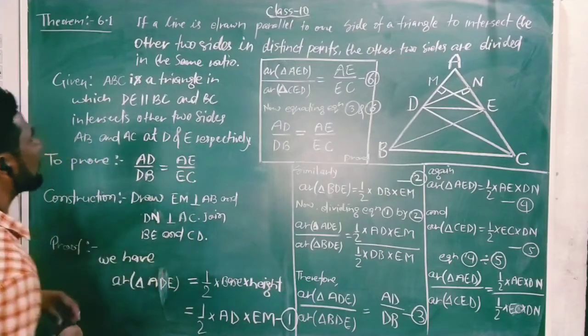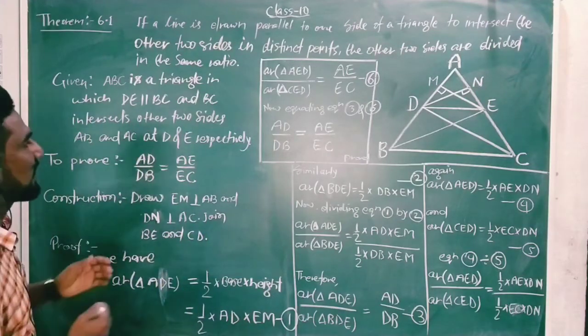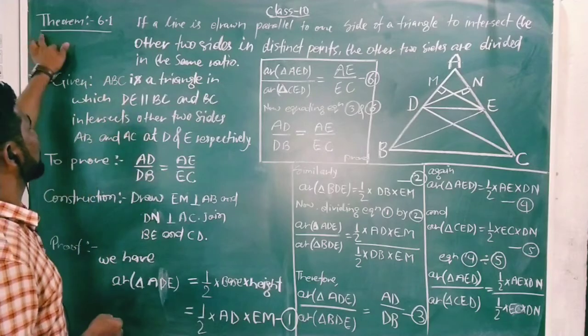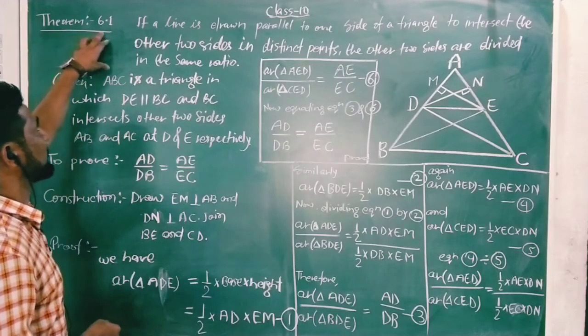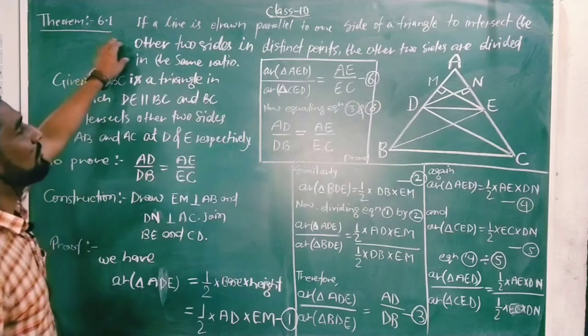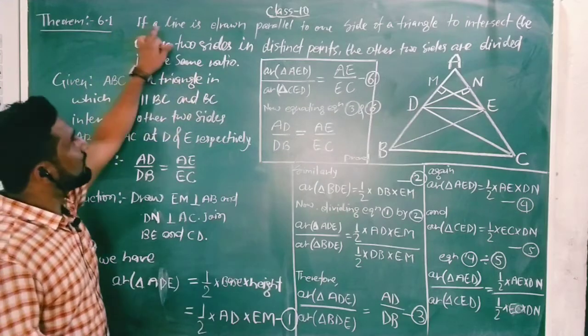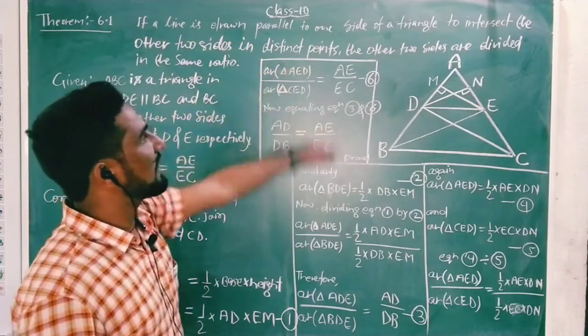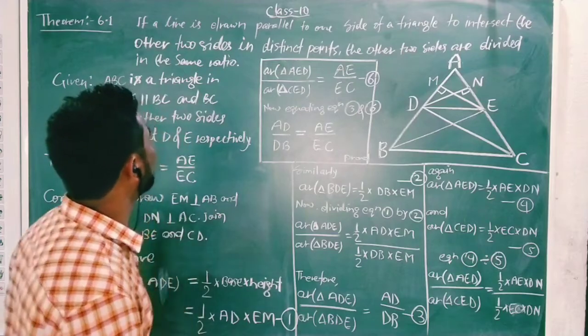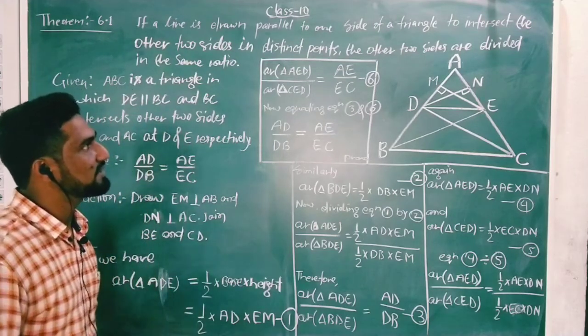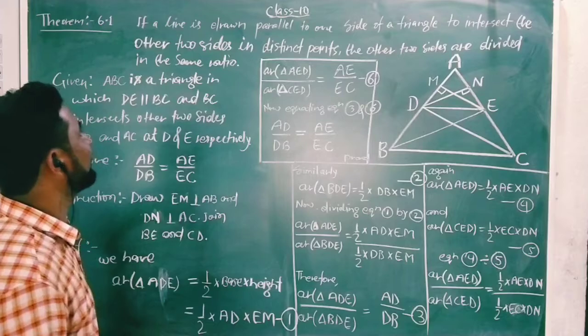आइए देखते हैं इसको कैसे बनाया जाएगा. सबसे पहले देखिए कि according to NCERT Theorem 6.1 you must get in your book. And what is the theorem? First let me read. If a line is drawn parallel to one side of a triangle to intersect the other two sides in distinct points, the other two sides are divided in the same ratio.